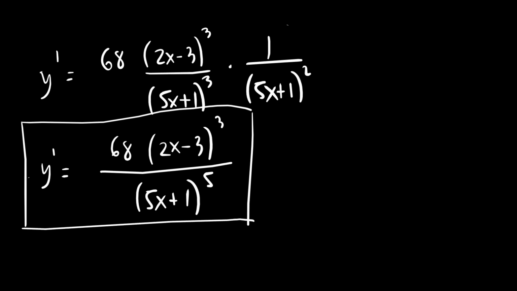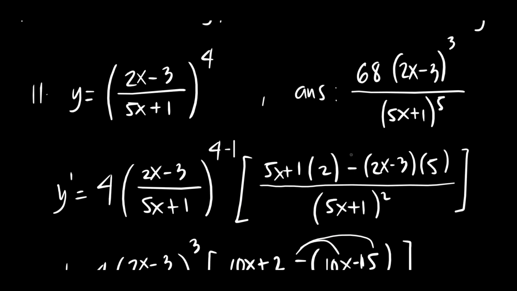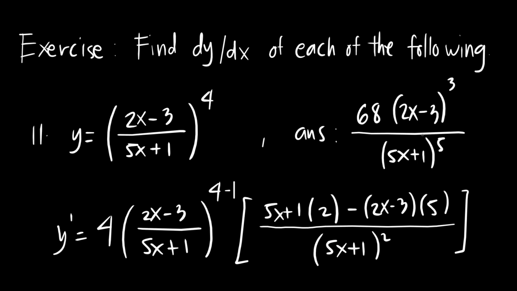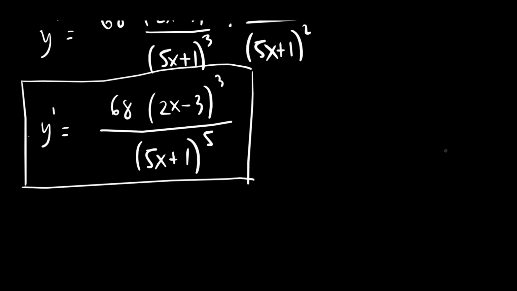So let's check if our answer is correct. 68 multiplied by 2x minus 3 raised to the power of 3 all over 5x plus 1 raised to the power of 5. So our answer here is correct. So let's proceed to number 13.